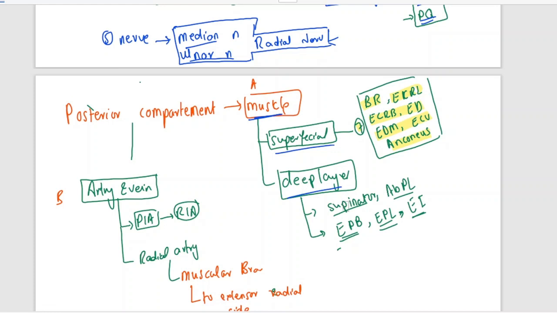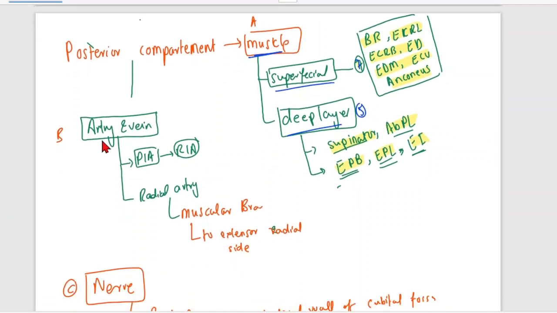Now the deep layer has the supinator muscle, abductor pollicis longus, extensor pollicis brevis, extensor pollicis longus, and extensor indicis. These are the muscles of the deep layer. Five muscles are present in the deep layer, and seven in the superficial layer.